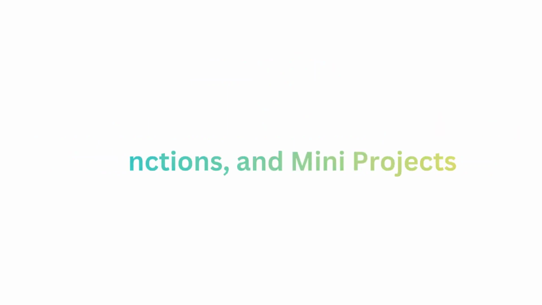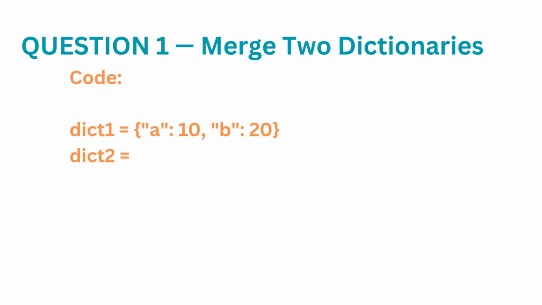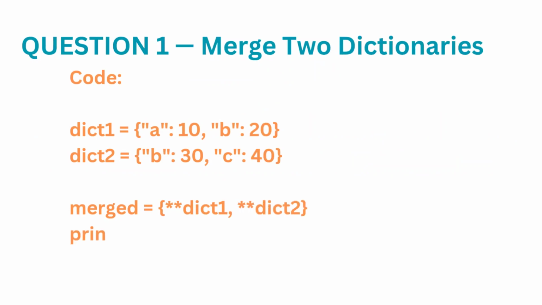Let's dive in. Question number 1 is merge two dictionaries. For merging the two dictionaries we use dictionary unpacking, and keys in the second dictionary override duplicates. So here dictionary 1 and dictionary 2 are given and we have to merge them. Merged equals dictionary 1 and dictionary 2, and that should print the merged result. This is efficient and Python's way to merge dictionaries.